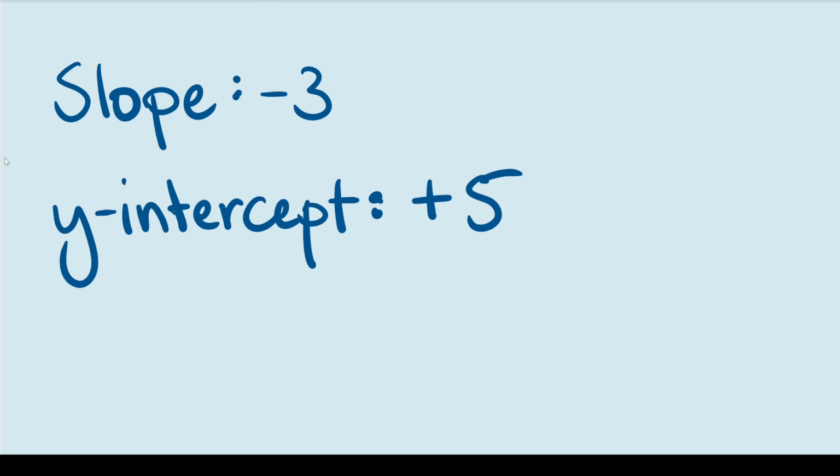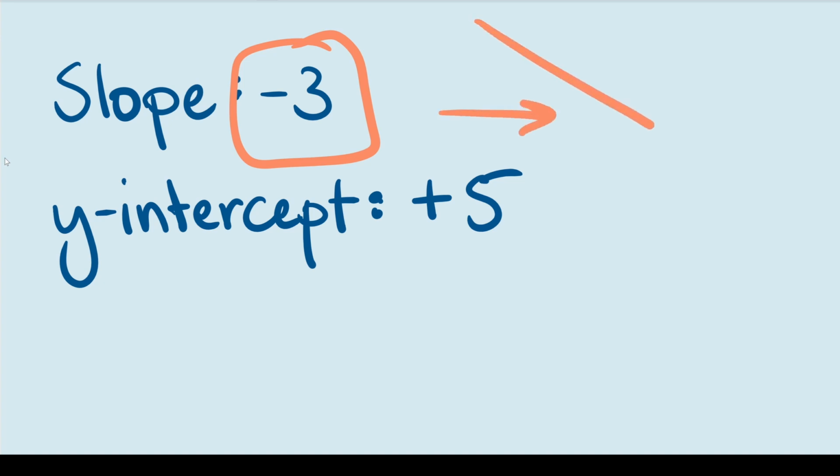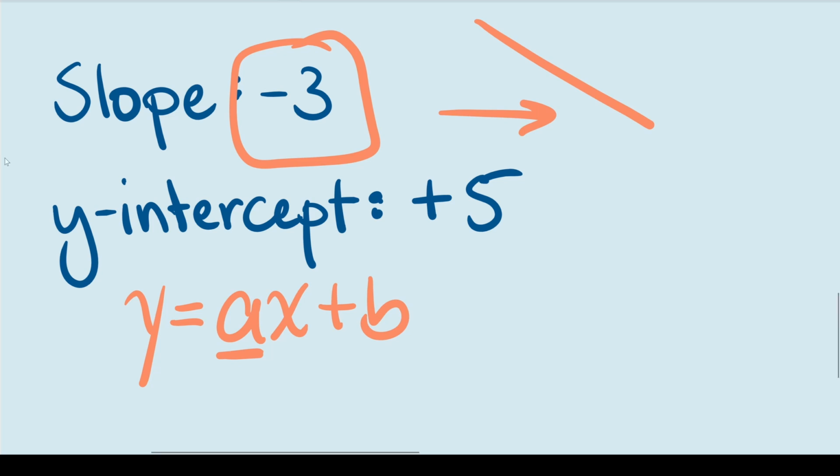If we know the slope is negative 3, we know that that line has to be going down as it moves across the x-axis from left to right. And it also tells us the coefficient of x, because don't forget, the formula is y equals ax plus b, where a is the slope of the line. So we can start writing our equation. So y is equal to negative 3x, because the slope is negative 3.